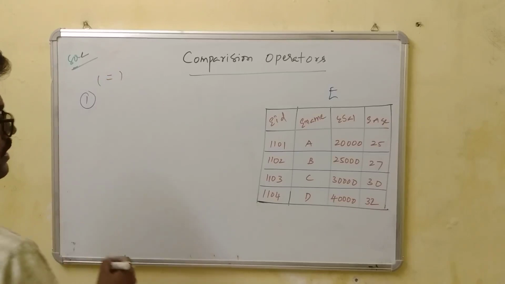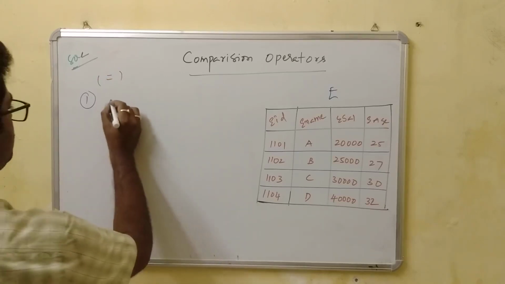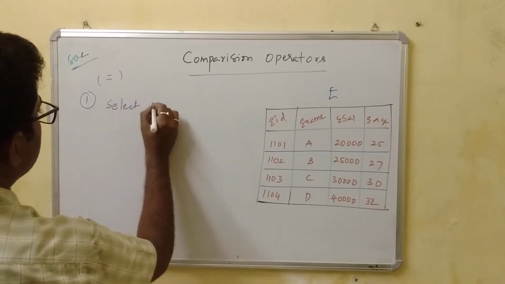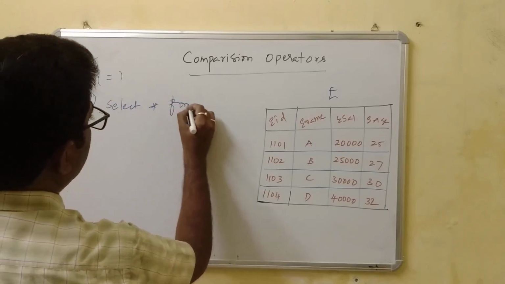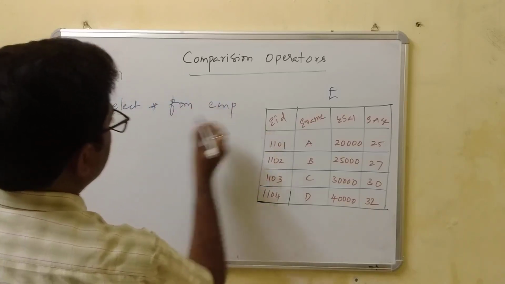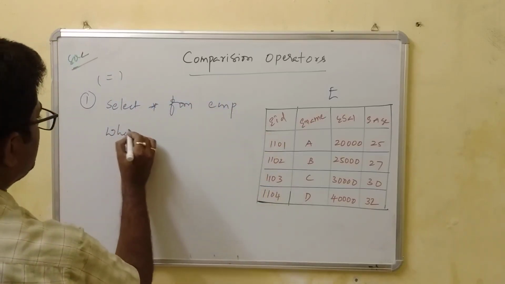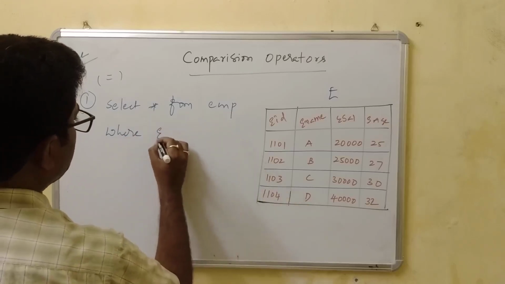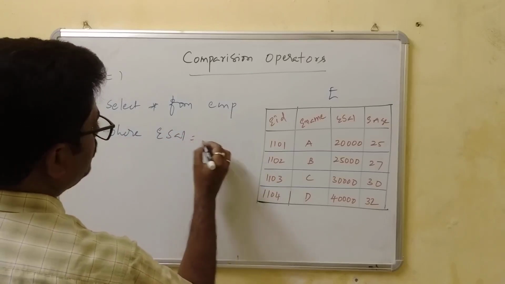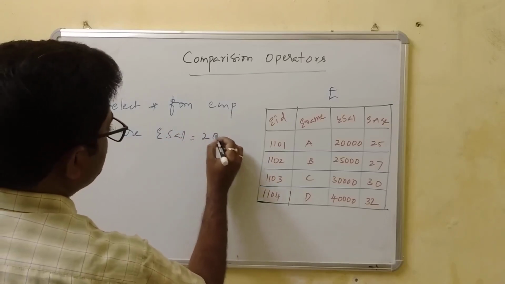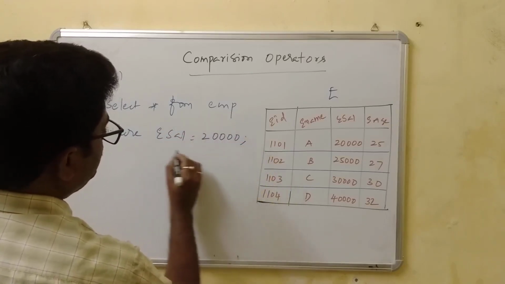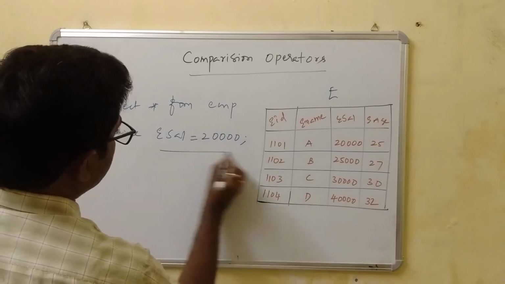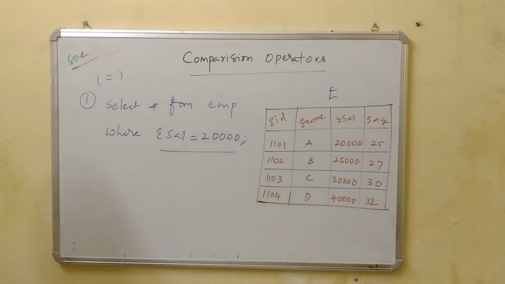So let us see how we work out the equal to operator. For example, select star from employee where e salary equal to 20,000. Here we are using exactly the operator called equal to operator.